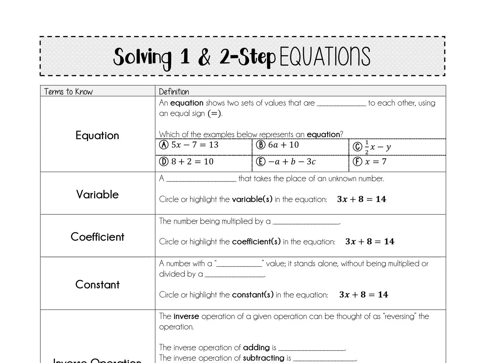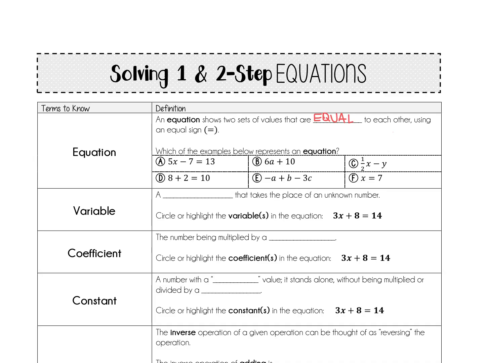Let's start by reviewing some vocabulary. Our first term is equation. An equation shows two sets of values that are equal to each other, using an equal sign. With that understanding, let's identify which of the examples below represents an equation.